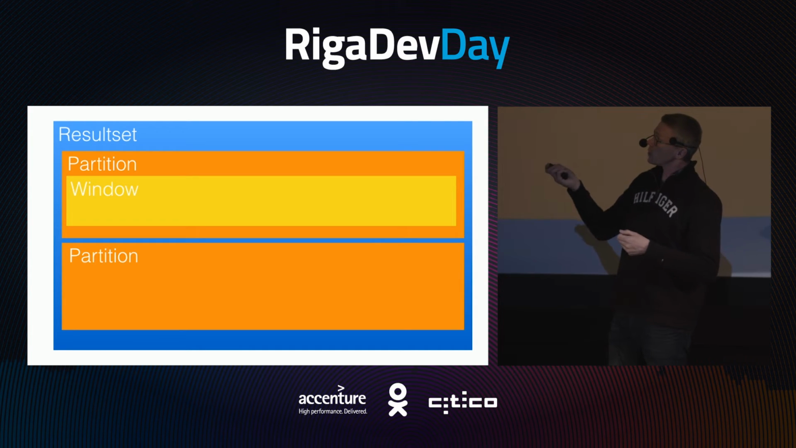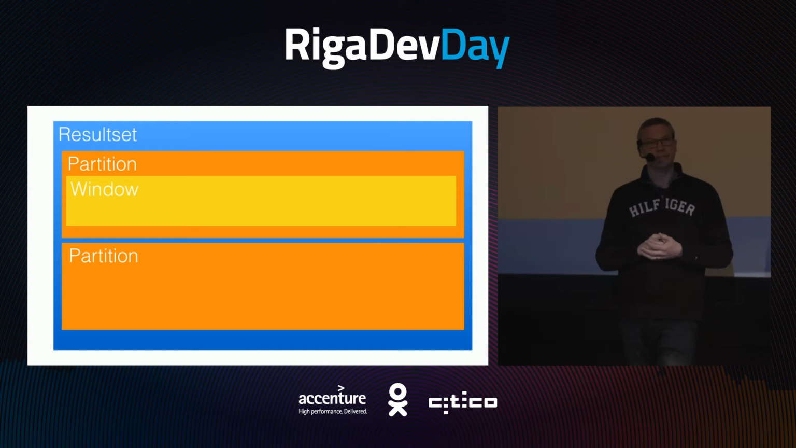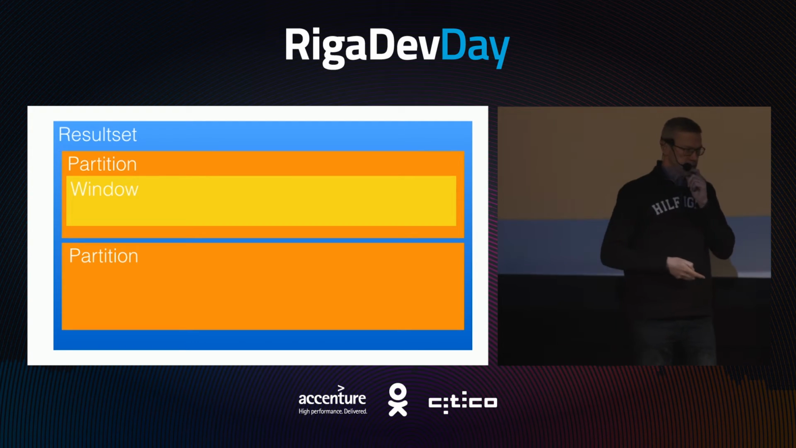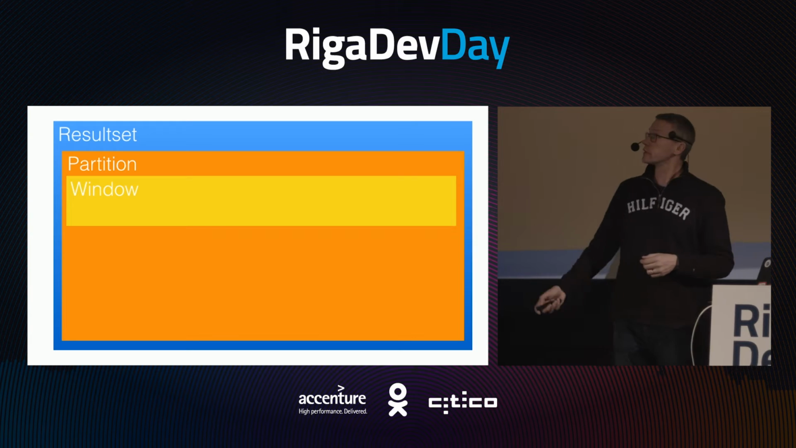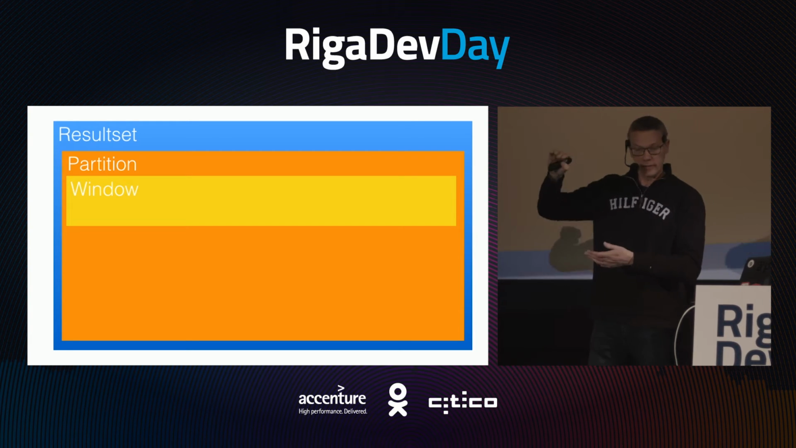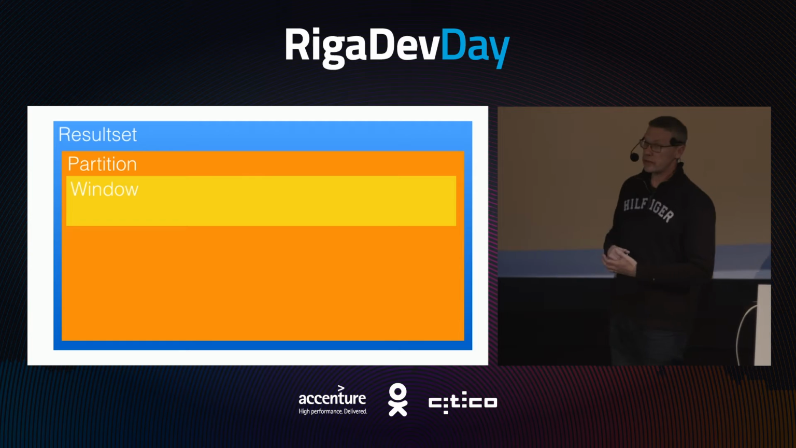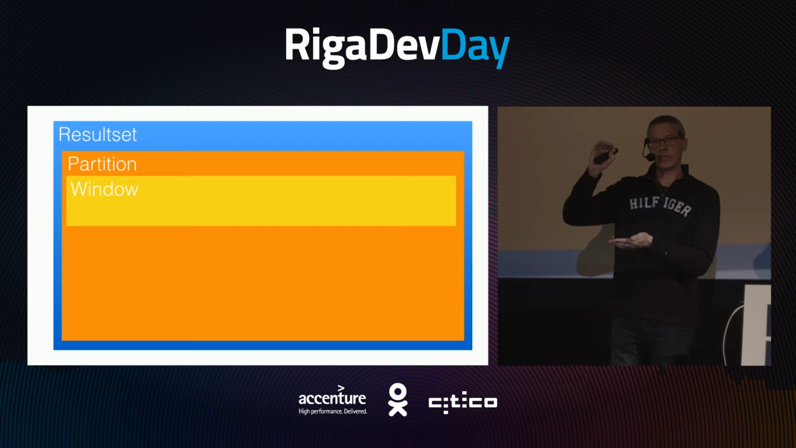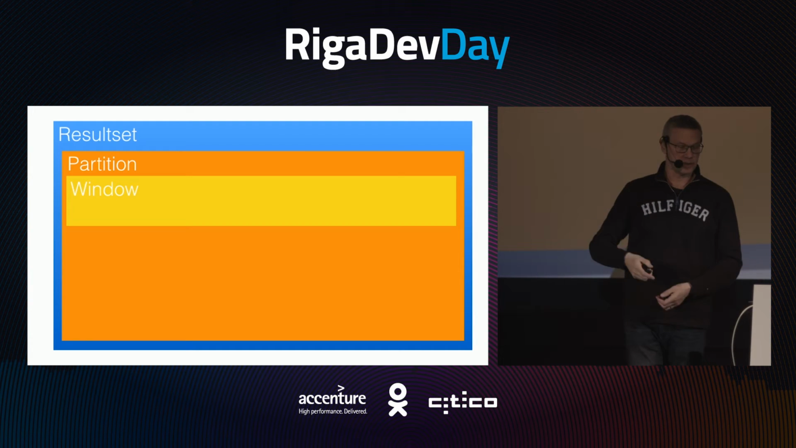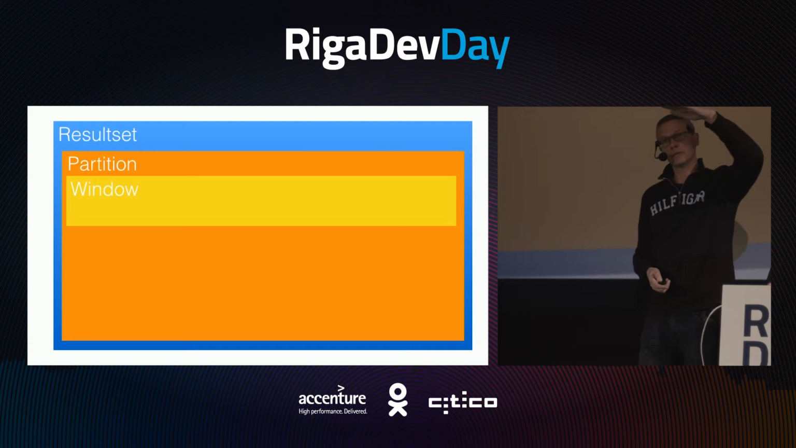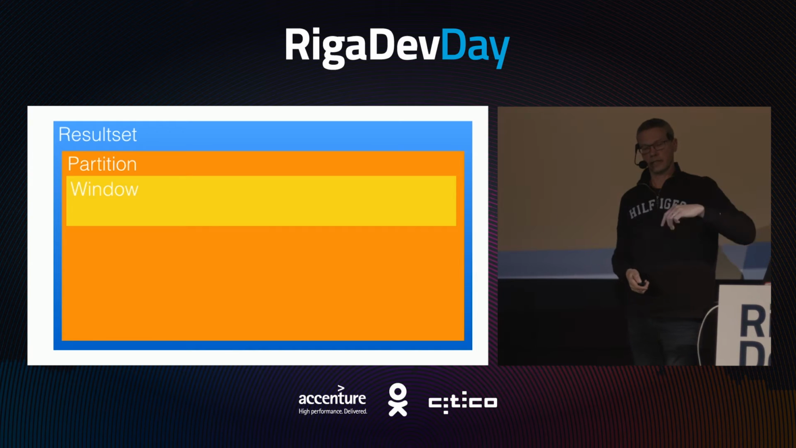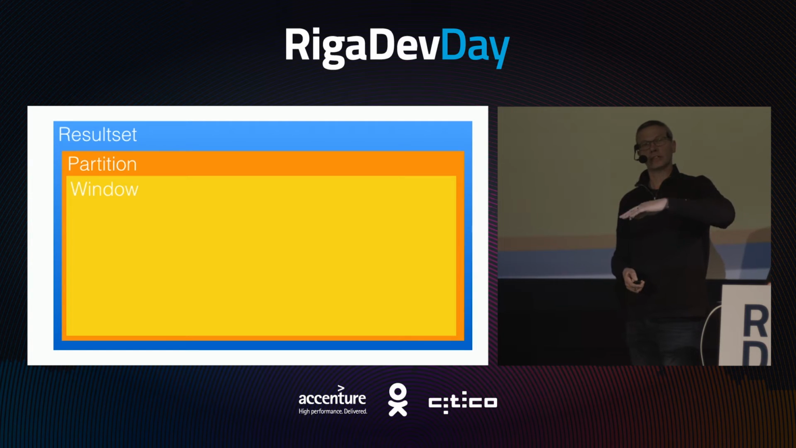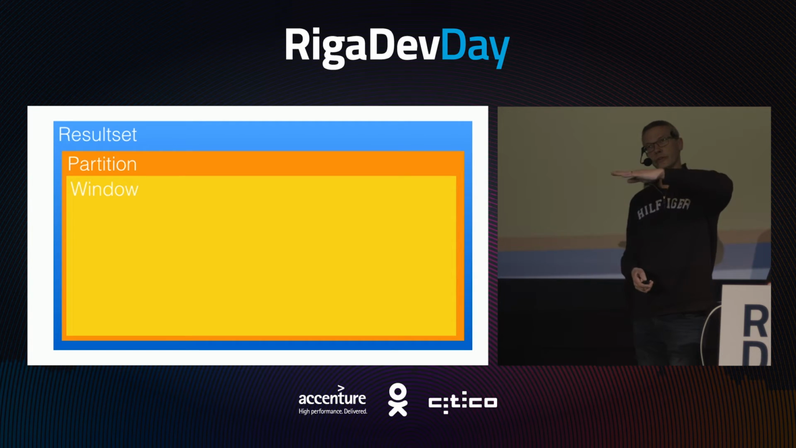So the window is always within a partition. You can never cross boundaries of a partition. And there are different flavors. So you have the blue one's result set, the orange one the partition, and the yellow one the window. What's so special about that window? The partition will never change. It's fixed, that's it. But the window can, as you go through your result set, grow with your current row. It's always going to be from the perspective of the current row you're looking at.